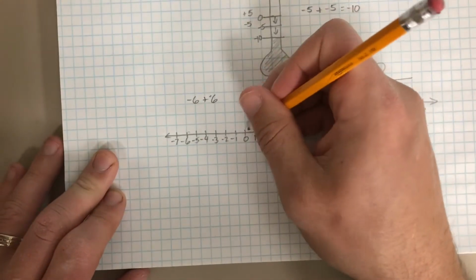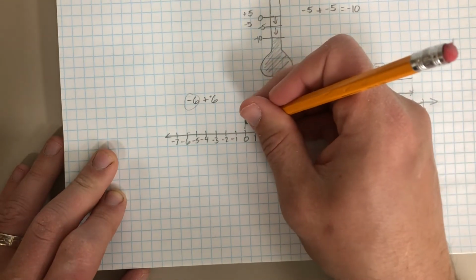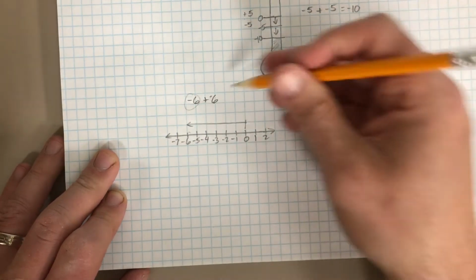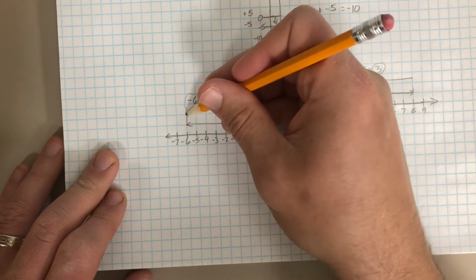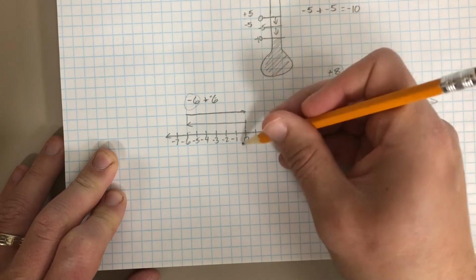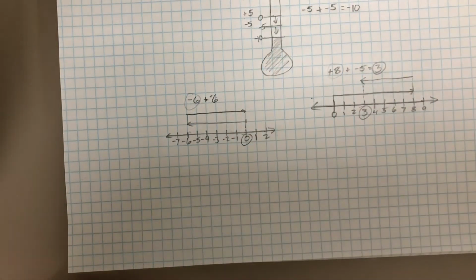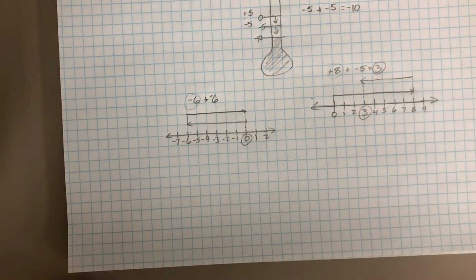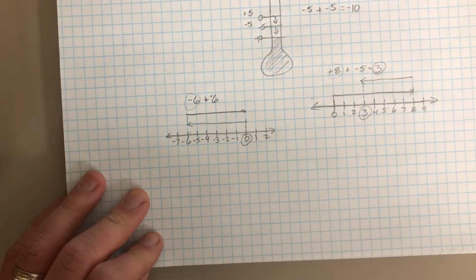So I start at 0, and I'm going back 6. Back 1, 2, 3, 4, 5, 6. Now I'm going in a positive direction 6, so now I'm going this way: 1, 2, 3, 4, 5, 6. And where did I wind up? That's 0. Negative 6 plus a positive 6 is 0, which brings us to our next concept, which is opposites. Every number has an opposite.